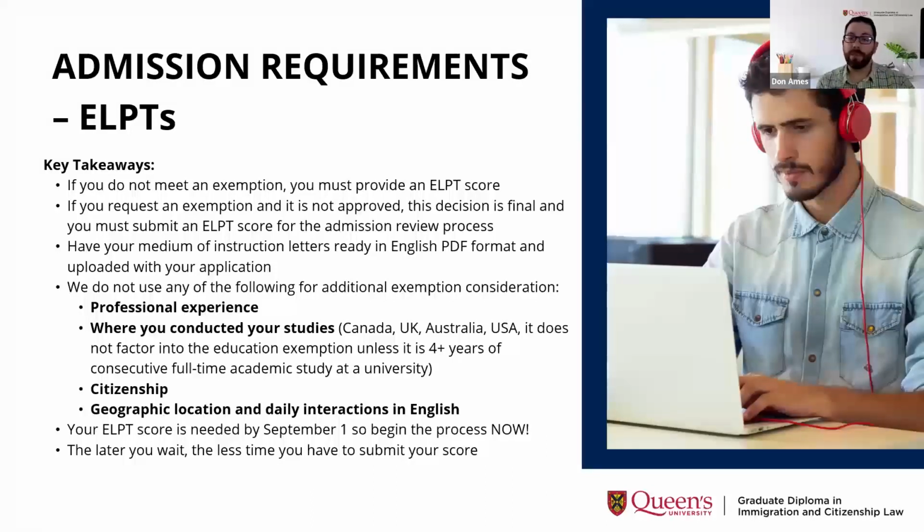If you've requested to be exempt based on education and it's not approved, we assess your documents and you don't meet the criteria, that decision is final, and you have to submit an ELPT score for the admission review process. We will notify you if your exemption is not approved. Again, make sure you have those medium of instruction letters ready to go. And we also don't provide exemptions based on other criteria.